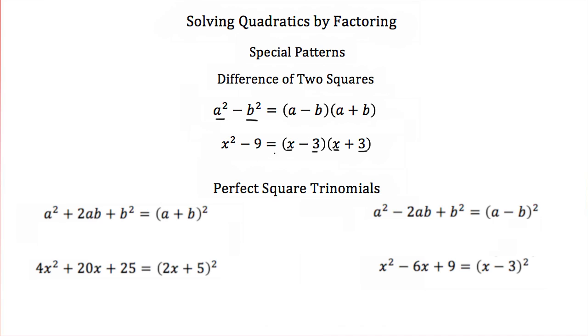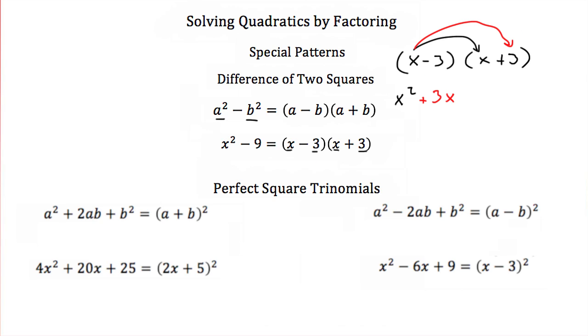This works because if we take x minus 3 and x plus 3, and we do our FOIL method, we take our first terms, that would be an x squared. Then we take our outside terms. X times 3 is a positive 3x. Then we take our inside terms. We have a minus 3 times x, so that's minus 3x. And then we take our last terms. Negative 3 times 3 is a minus 9.